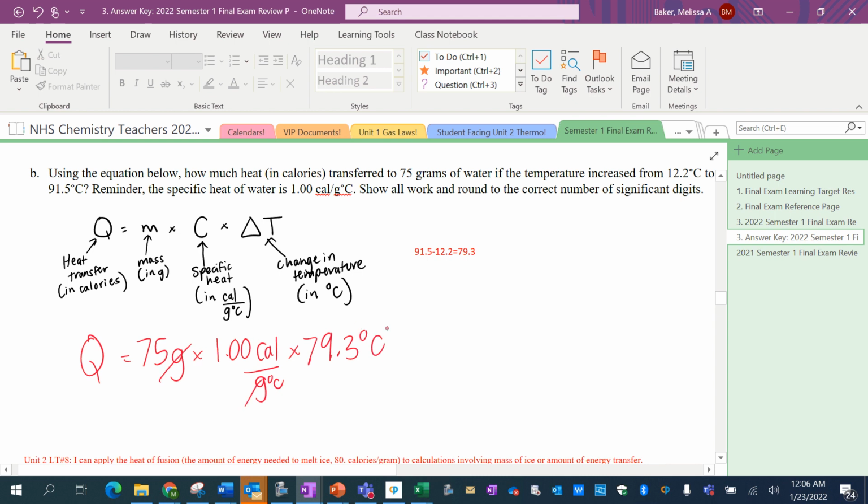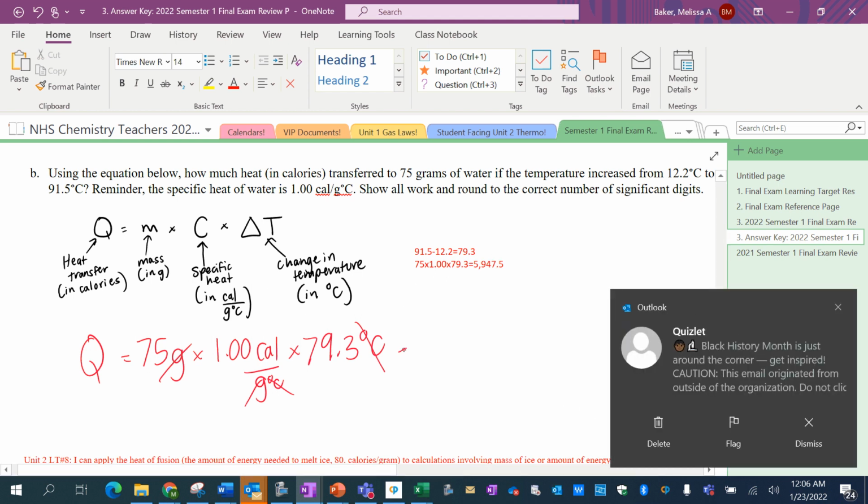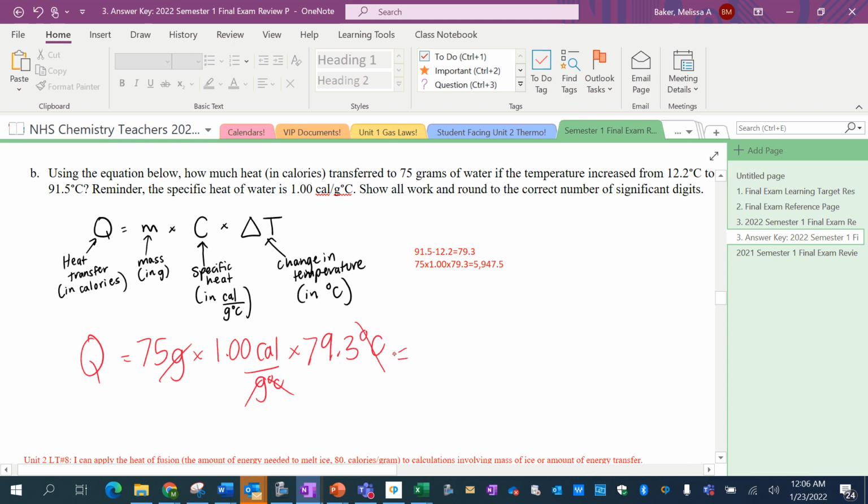So grams are going to cancel, Celsius is going to cancel. We're going to have our answer in calories. 75 times 1 times 79.3. And we want to round to 2 significant digits. So 5,900, of course. It's not too bad, actually. 5,900 calories.